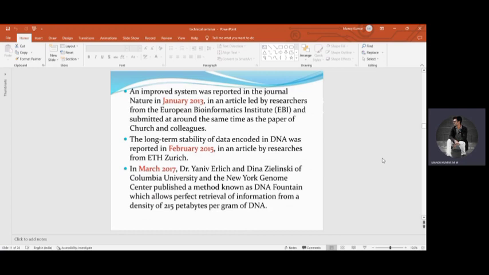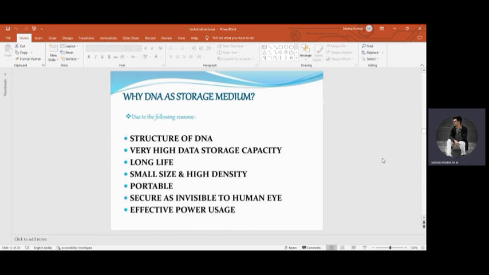So next, why is DNA used as a storage medium? Due to the following reasons, we know DNA as a storage medium. The structure of DNA is very small. It is unique. It stores memory like genetic information. It has very high data storage capacity, long life, small size and high density, is portable, and has effective power usage.